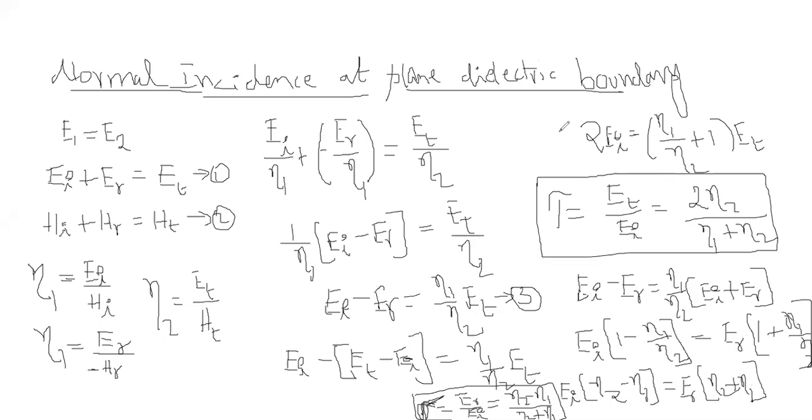This is a normal incidence at a plane dielectric boundary. At the dielectric boundary, dielectric 1 has the parameters eta 1, epsilon 1, mu 1, and sigma 1. And on the right hand side, another dielectric 2 has the parameters eta 2, epsilon 2, mu 2, and sigma 2.